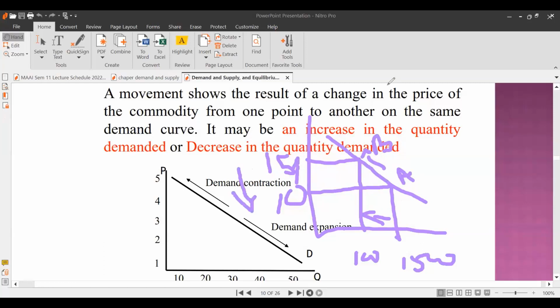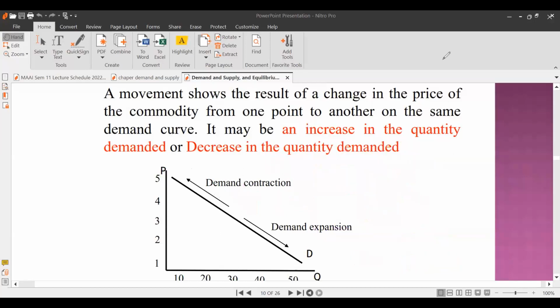Then vice versa, if there's a price reduction from 15 to 10, what will happen? Then that will lead to an increase, right? The price reduction will increase the quantity, then we'll shift from B to A. So that's an upward shift or downward shift, right? Demand contraction or demand expansion.